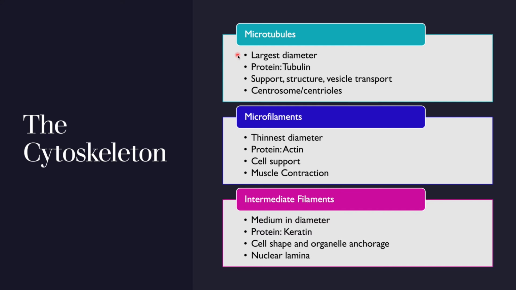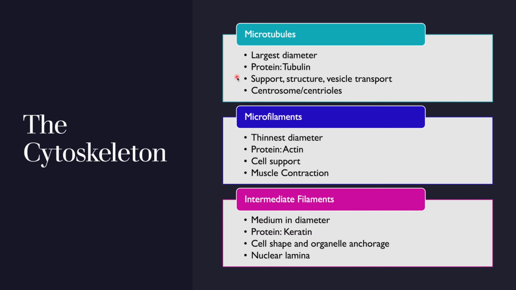Microtubules are the largest in diameter. They are hollow and are made up of the protein tubulin. They increase in size by adding tubulin to the ends. They can be built and taken apart anywhere in the cell. Their function is providing support and cellular structure.